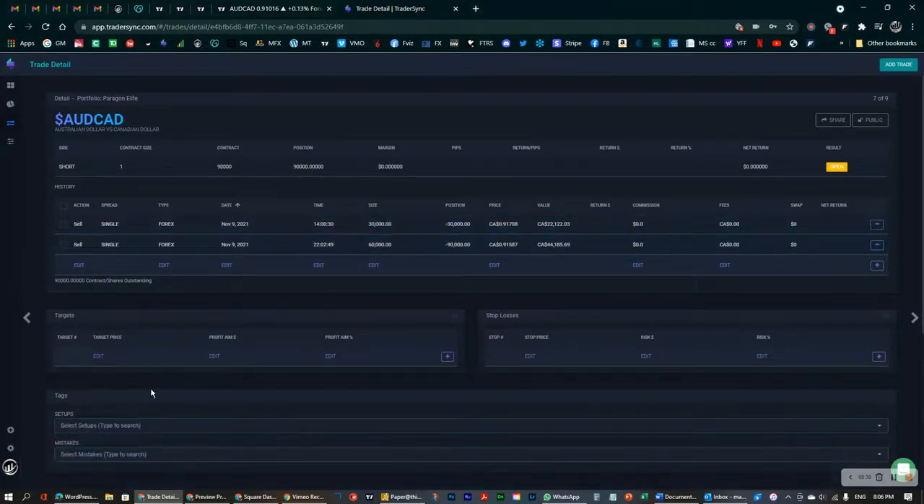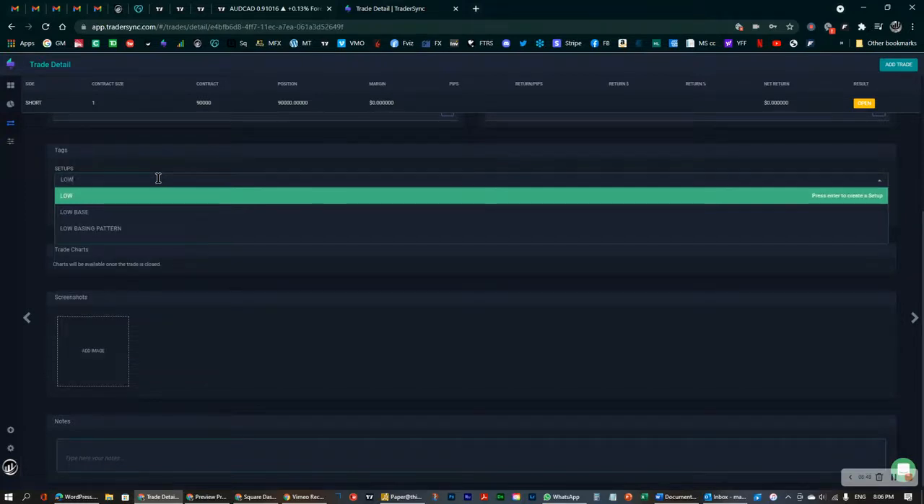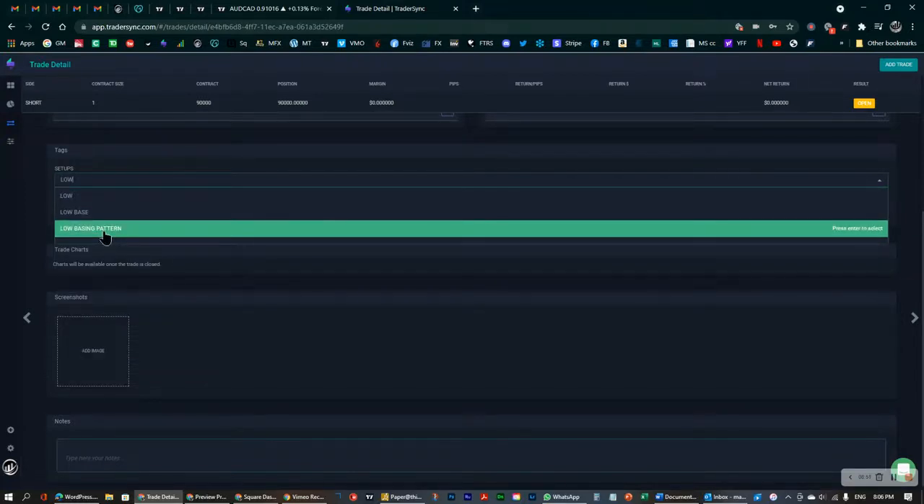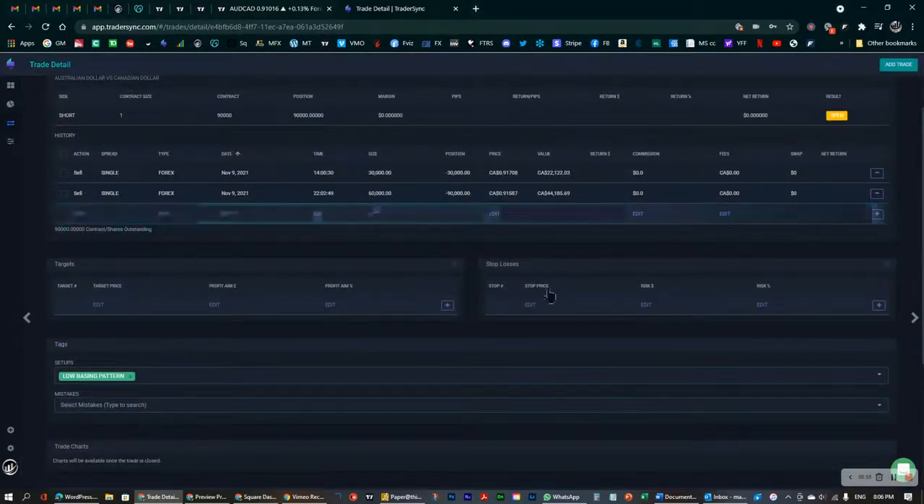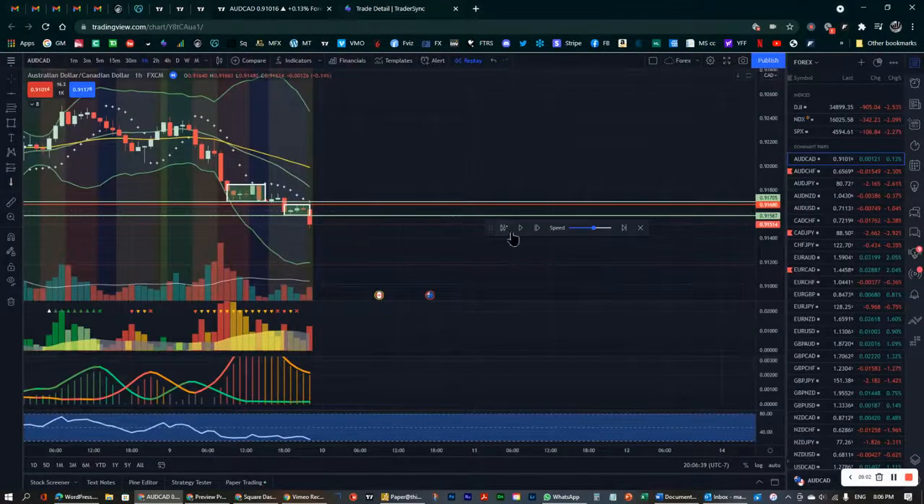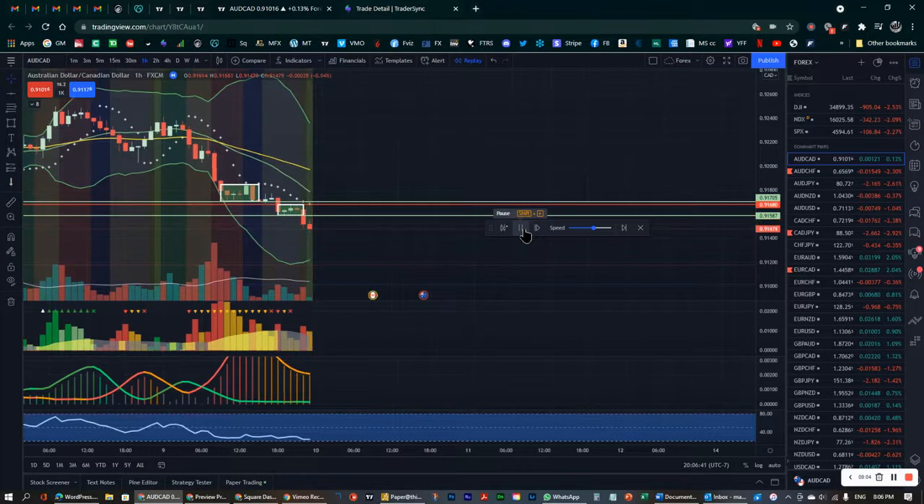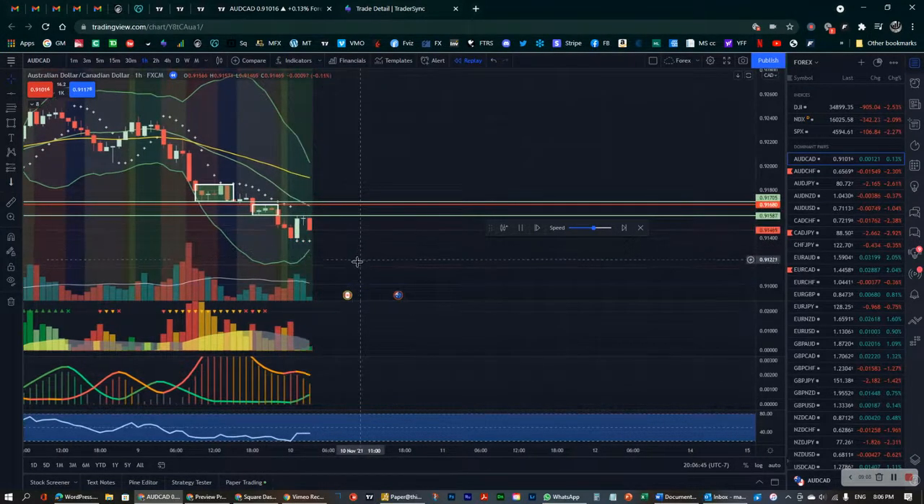And by the way, under setups, you may not have any in there yet, but you can see I've already created a low basing pattern setup in here. So you just click on that. That's the setup. All right, let's go back to the chart and keep replaying it. It's looking good.